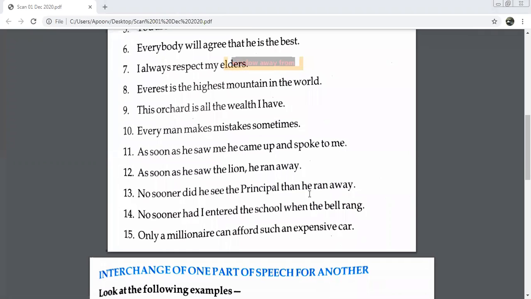No sooner did he see the principal than he ran away. As soon as he saw the principal, then he ran away. It's already in negative. Excellent. Very good, beta. It is just the opposite.